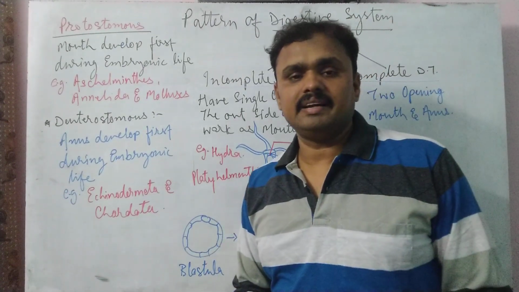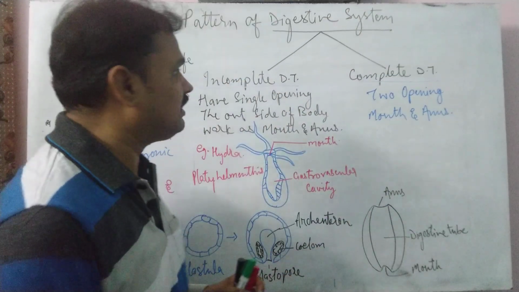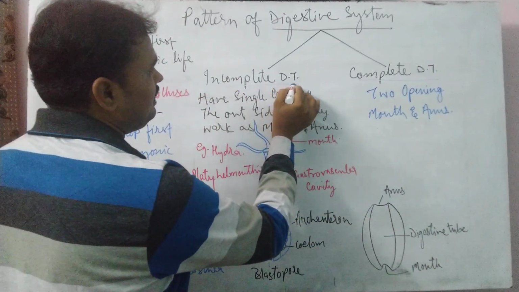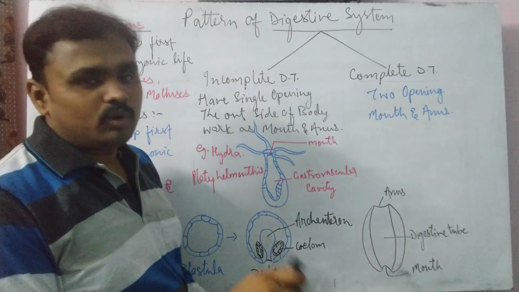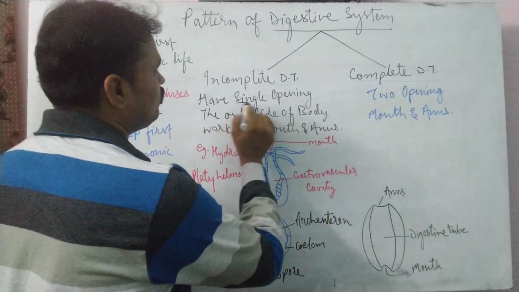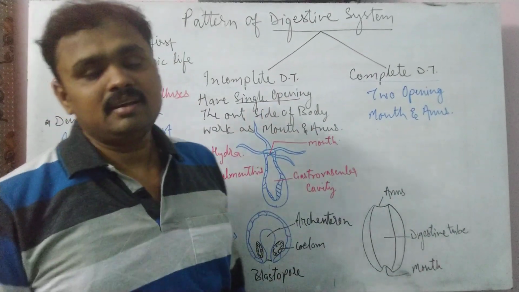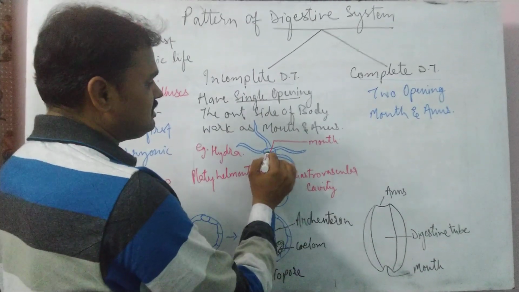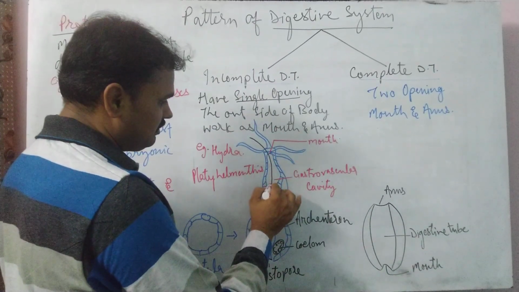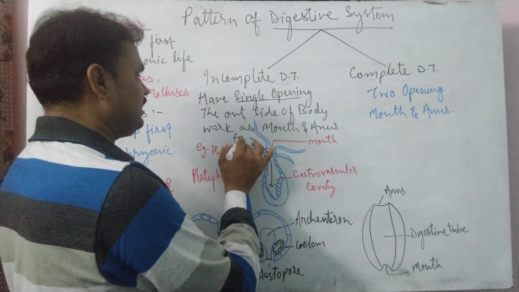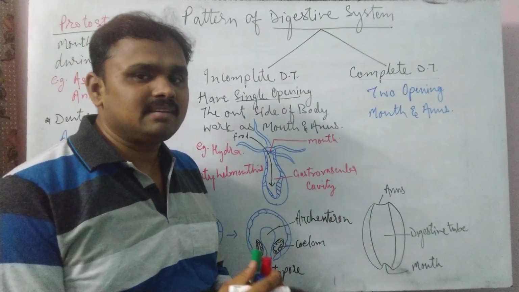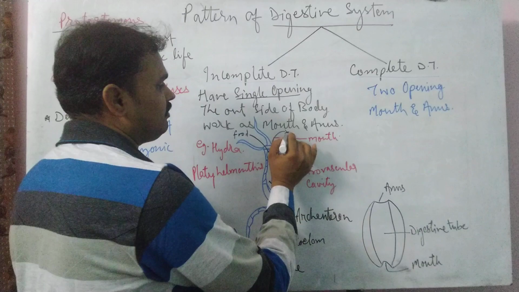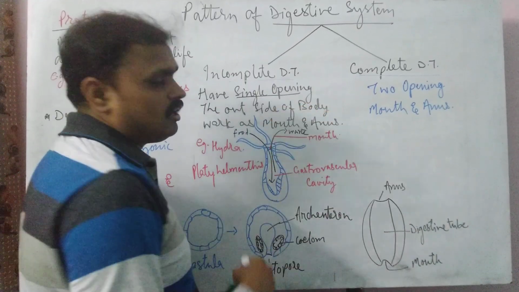So first let us understand what we mean by complete and what we mean by incomplete digestive system. In the incomplete digestive system, they have only a single opening. Single opening means like this in the hydra: this is the mouth part and the food will enter here. Food goes in, and after digestion and accumulation, they just remove the waste out. So here waste is coming out of the body.